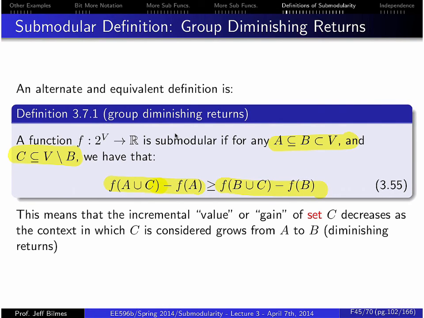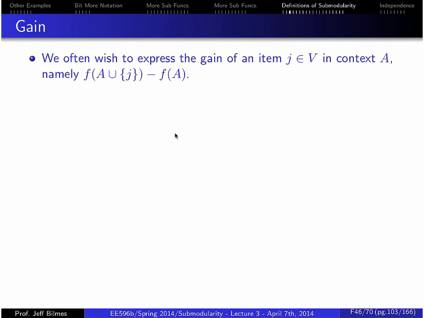So C, even though C has cardinality greater than 1, potentially this set of items becomes less valuable in the larger context. So rather than the value of our friend, this becomes the value of a group of friends. Okay. Now that turns out to be an equivalent definition of submodularity. Now here's the notion of gain that I wanted to talk to you about earlier.